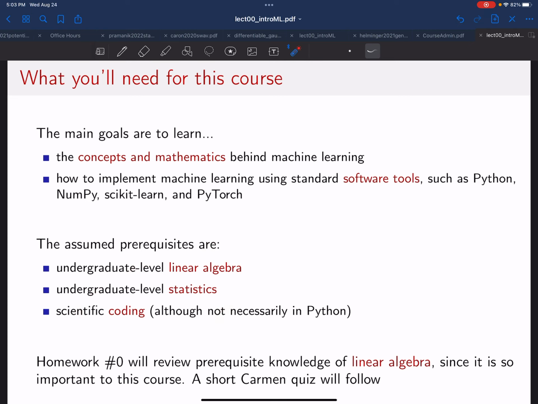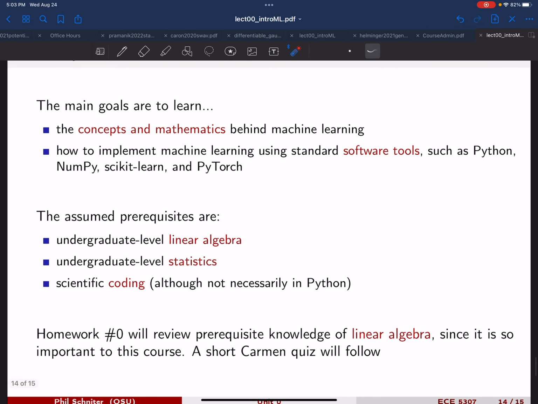We talked about these prerequisites. We talked about homework 0 as giving you linear algebra review. And there's going to be a short Carmen quiz for linear algebra to just sort of test your knowledge.